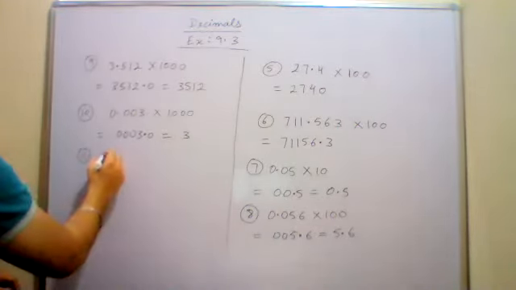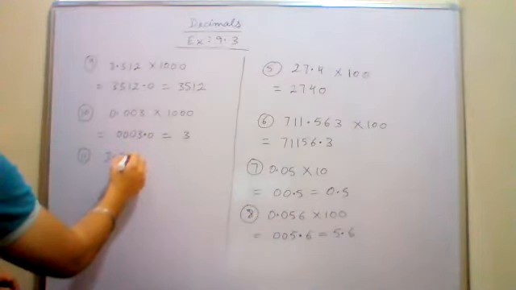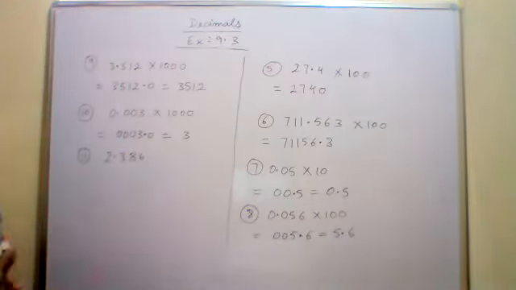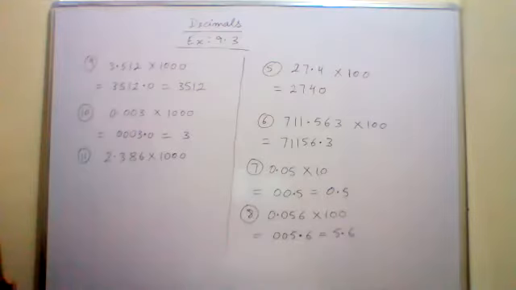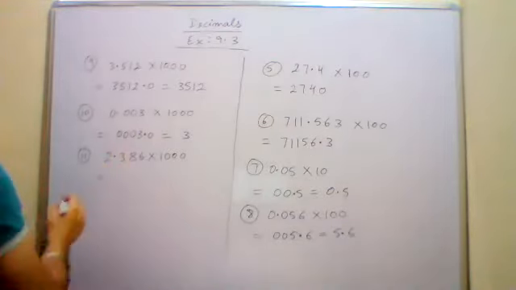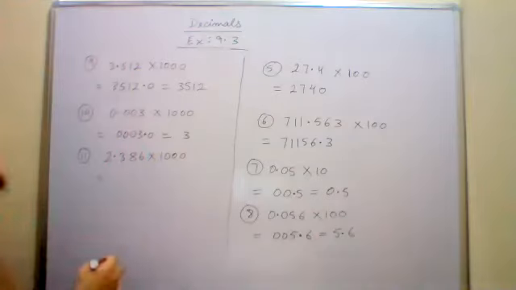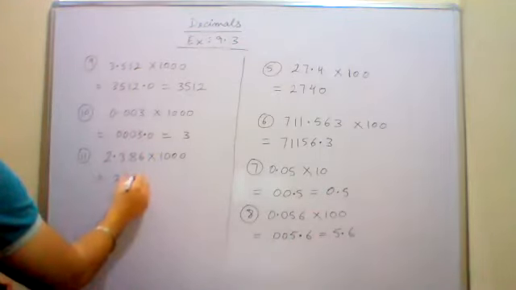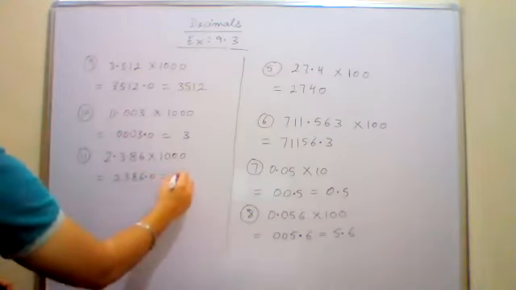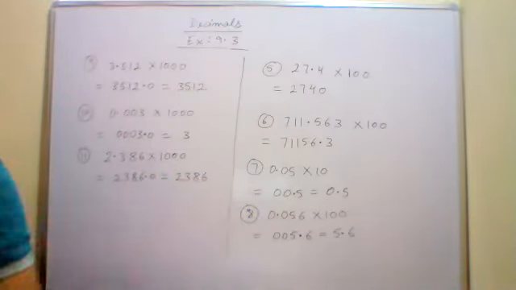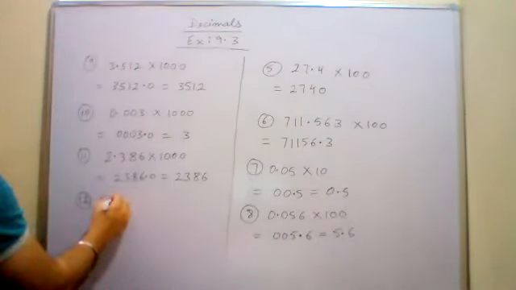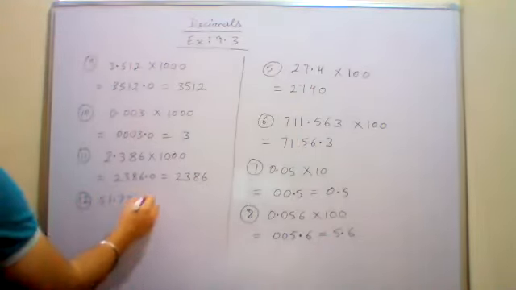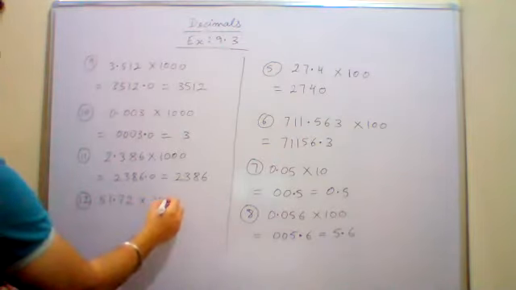11th one, 2.386 multiplied by 1000. Again move the decimal 3 places to the right. 2386.0, or 2386 is the answer. And the last one, the 12th one, 51.72 multiplied by 1000.